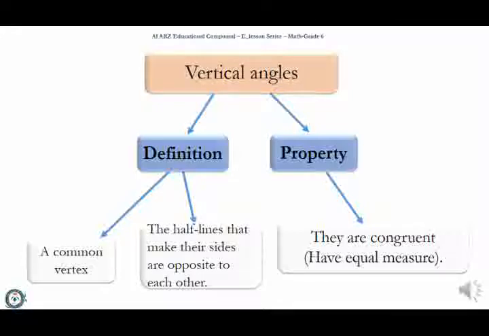Now, once you show that two angles are vertical, you can use this property and say that they are congruent. They have equal measure. Without using your protractor, simply you say they are equal, they are congruent because they are vertical angles.